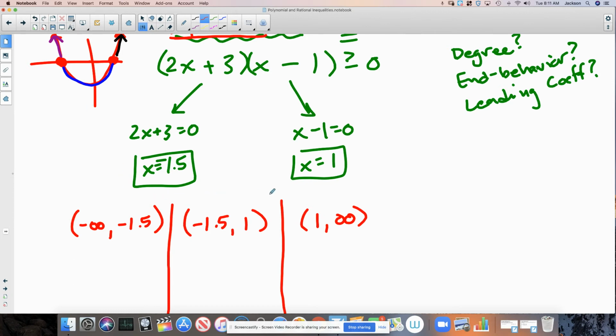But what we do is we find these zeros and then we take the domain, and the domain of a polynomial function is always going to be from negative infinity to infinity, right? So we take that entire domain and we chop it up using the zeros as beginning and ending points of these intervals. Now pick a number that falls in this interval.